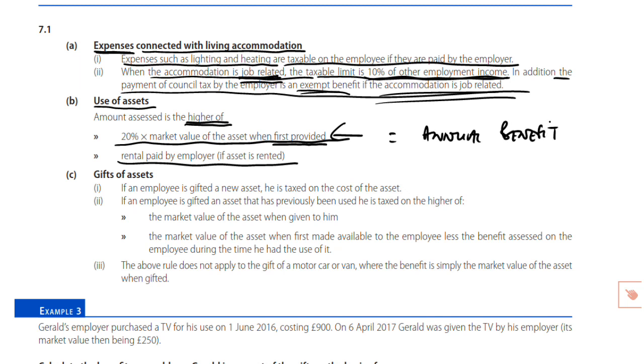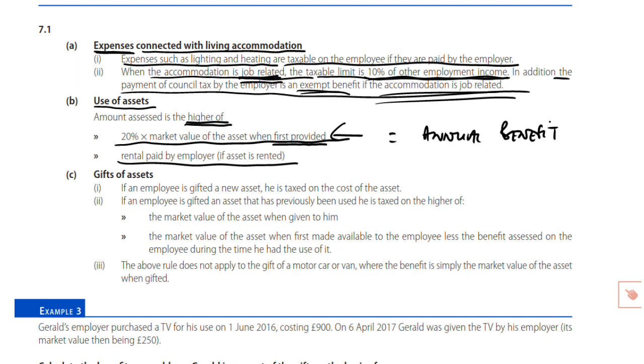So each year, 20% of the market value when first made available for private use, that would be an assessment on you. And that would go on and on for as long as you had the use of that company-owned asset. Yeah, 20% you're thinking, so 5 years at 20% would be 100%. It would keep on. If it was the 6th year, the 7th year, you would still be 20% of the market value when first provided.